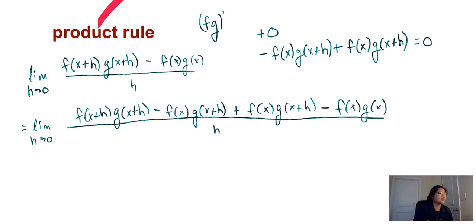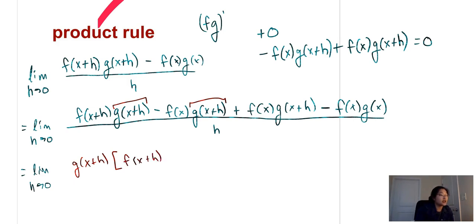Okay, so let's just take away some of those very big highlights. So what do we have here? We have this limit as h approaches 0 of, and what can we do with these first two terms? We have g of x plus h and g of x plus h. So we can factor out g of x plus h from those first two terms, leaving f of x plus h minus f of x, and this is all over h.